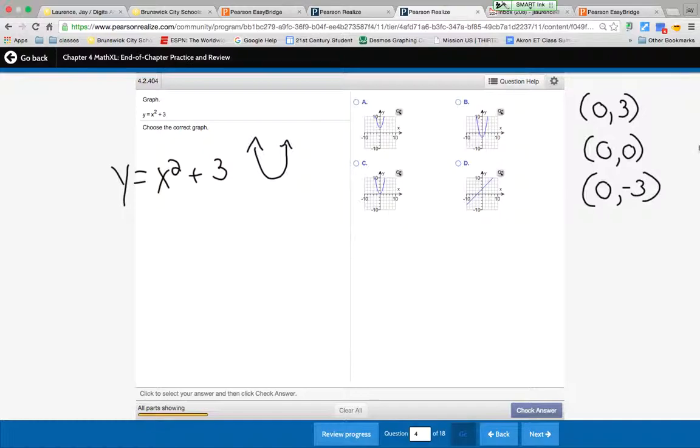So what I'm going to do is I'm going to do an input-output table. But all I care about in this case is what happens at 0, because for the 3 parabolas, that's a defining characteristic. So I'm going to put 0 in for x, and I'm going to get 3 out. The correct answer is going to be the parabola that has a vertex at 0, 3, which was A. And so I shall check my answer, and look at that. Look at how smart I am.